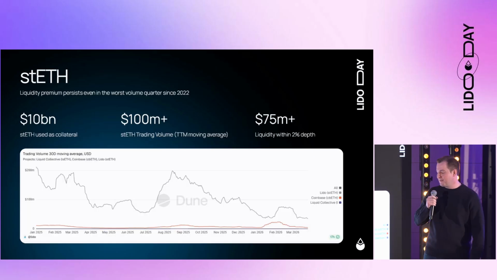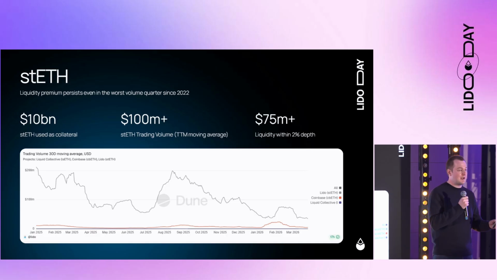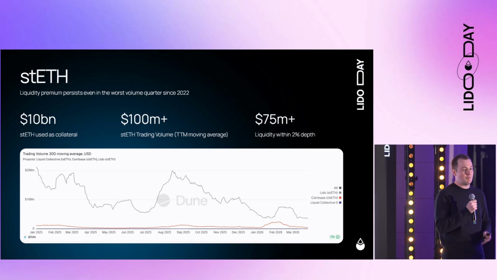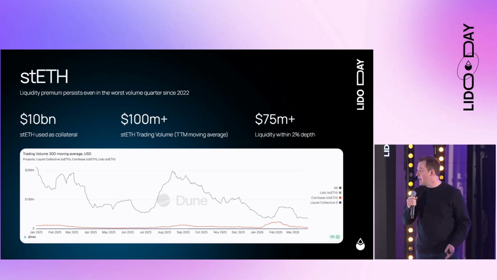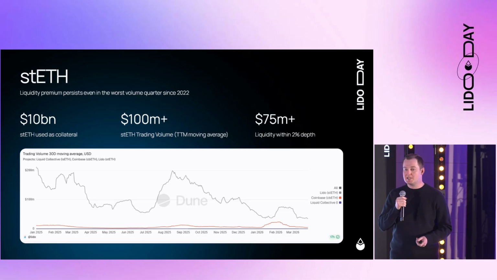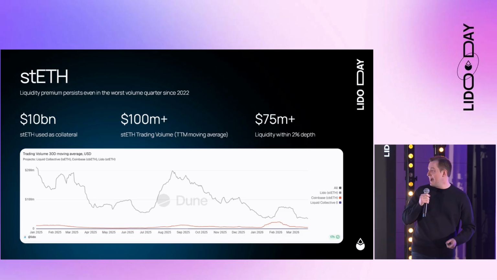So I want to go back to a little bit about the value prop around why stVaults and why staked ETH make a lot of sense, right? So stETH is obviously the largest liquid staking token in the market. Over 50% of the TVL of the token is currently used in DeFi actively as collateral.